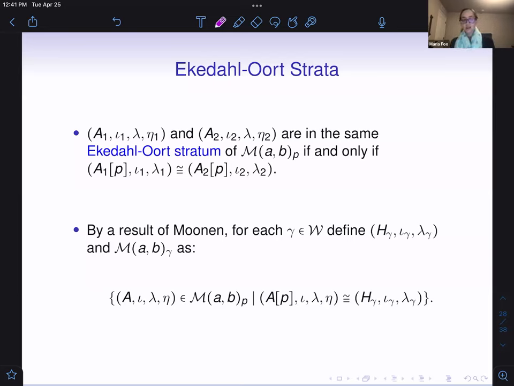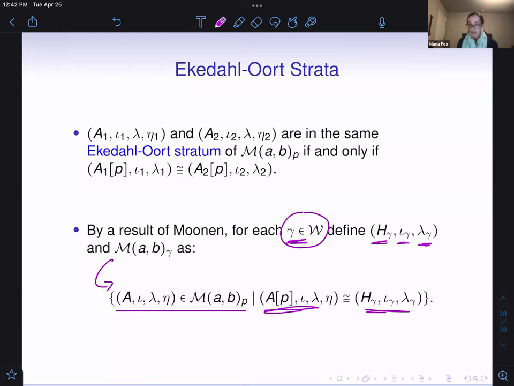By a result of Moonen, we know an index set for the Ekedahl-Oort strata. They're given by certain Weyl group elements. For unitary Shimura varieties, this is simply a quotient of a symmetric group. It's very concrete. And for each element of our Weyl group, we define a particular finite group scheme with action and polarization. These are normally written G, but I already used G in this talk, so these are H's, unfortunately. And we have an Ekedahl-Oort stratum, which is those points in our characteristic p moduli space whose p-torsion is isomorphic to this fixed one.